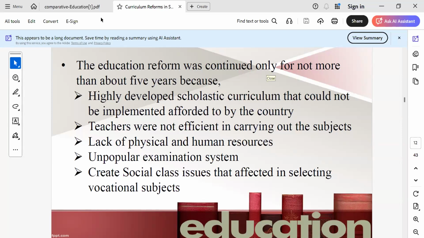So lack of physical and human resources, unpopular examination system, create social class issues that affected in selecting vocational subject. Right, so the vocational, pre-vocational subject 1 and 2, right? So they have to select according to their region, right? So if they are living in an agricultural site, they have to select agriculture. If they are in the fisheries area, they have to select fishery things.